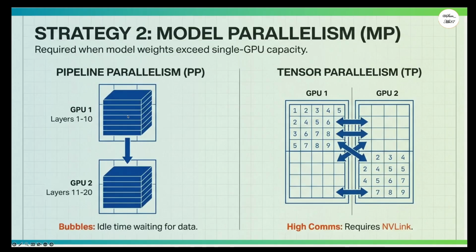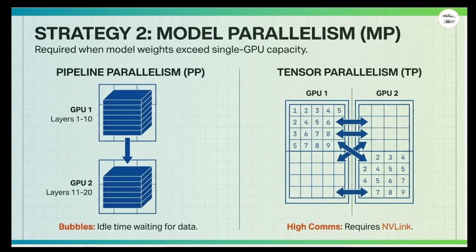The second strategy is model parallelism. We have two main ways that we can slice the model. First, we have pipeline parallelism, which just splits the model vertically. So for example, GPU 1 is going to handle just layers 1 to 10, then pass the result to GPU 2 for layers 11 through 20.